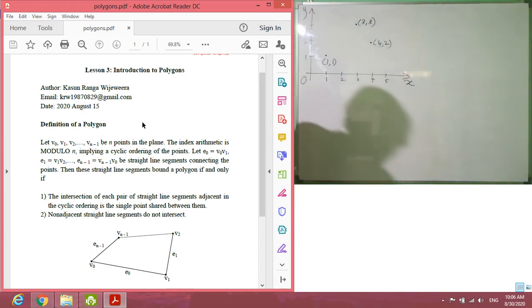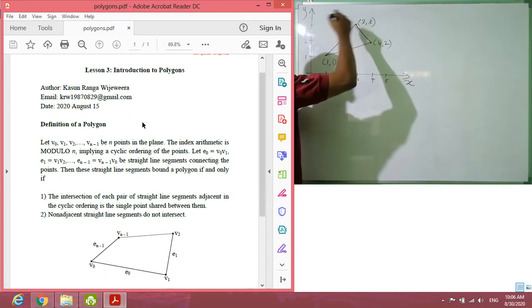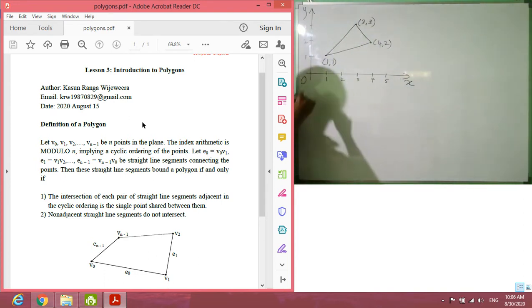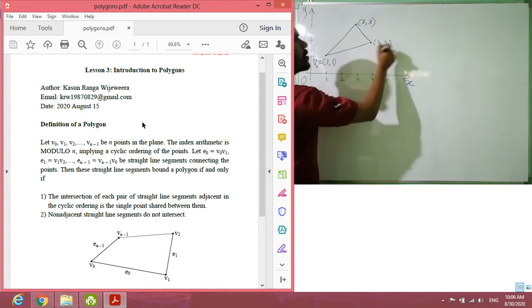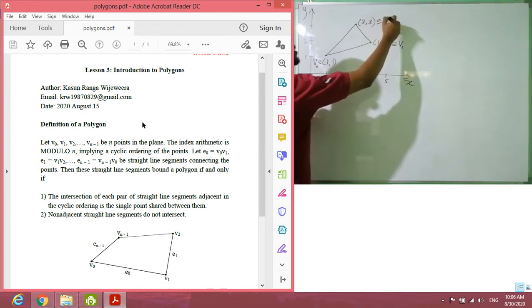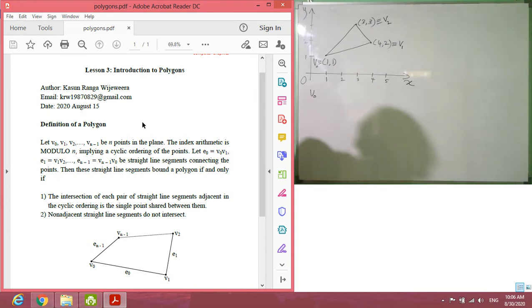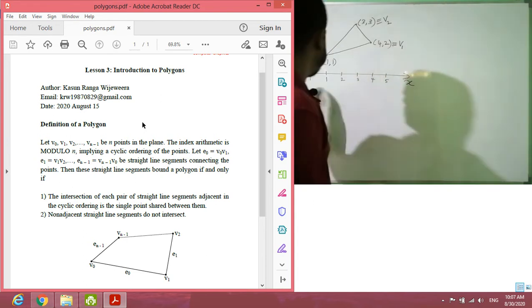Now let's say we begin here, this one and this one. This is our V naught, this is our V1, this is our V2. Now, this is a polygon, no? It follows condition 1 and condition 2, both of the conditions. Therefore, this is a polygon.